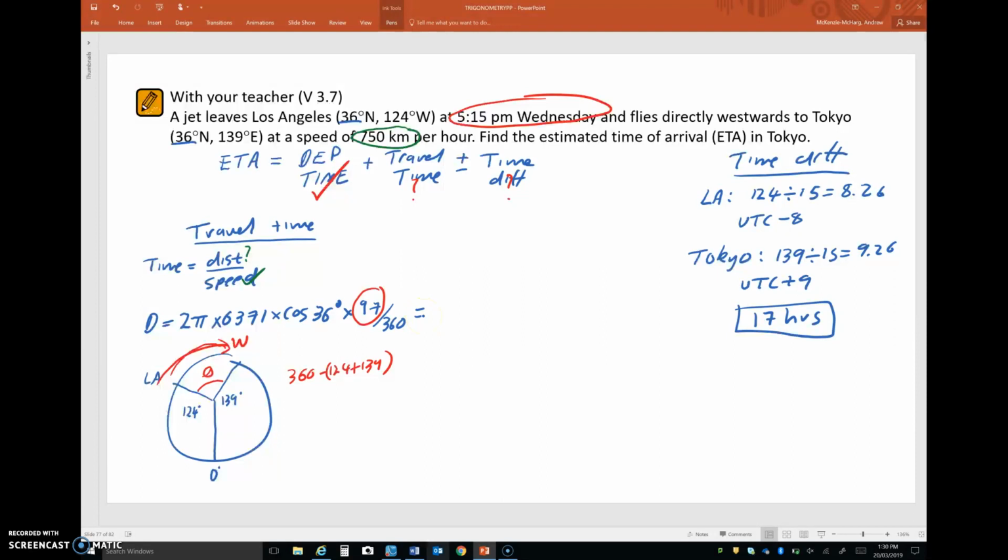So from that, we get a distance of, what do we get? We get 8725.98. I'm just going to round that to 8726. So once we get our distance, we can figure our time. Distance over speed, 8726 over the speed, 750 kilometres per hour. So once we put that in, we get 11.6 something, but we're going to DMS that to get it in hours and minutes. 11 hours, 38 minutes.